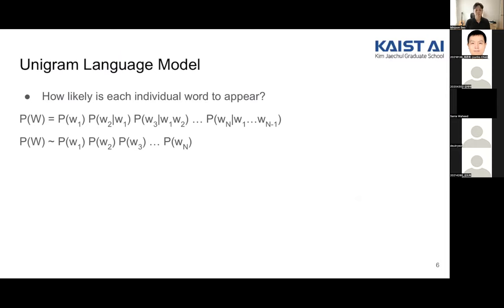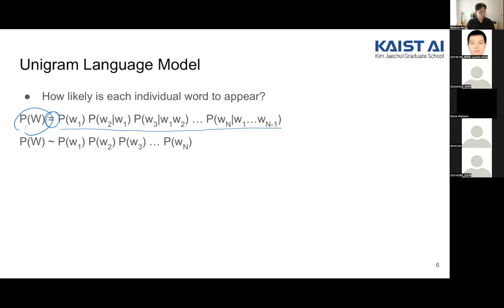So next is one kind of language model that has been used a lot. It's still used these days, which is the n-gram language model. We can first talk about the one-gram language model, also called the unigram language model. The unigram language model basically tells you how likely each individual word is to appear. First of all, we can define the probability of the entire test word sequence with the multiplication of these probabilities. And this is an exact equality, by the chain rule of probability.